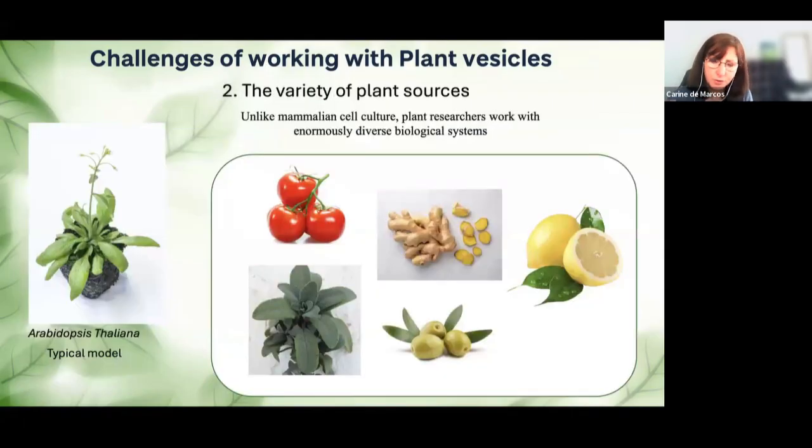But this is, of course, only when you are studying leaves. And this has been done very efficiently for Arabidopsis thaliana, which is a typical plant model, where the leaves are very small here. So you need a lot of these plants to purify enough EVs. But if you are studying another type of plant like ginger roots, olives, lemons, tomatoes, or sage.